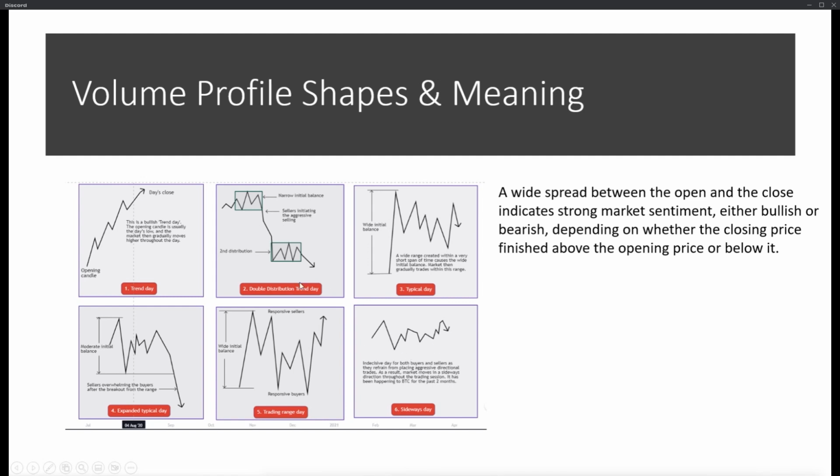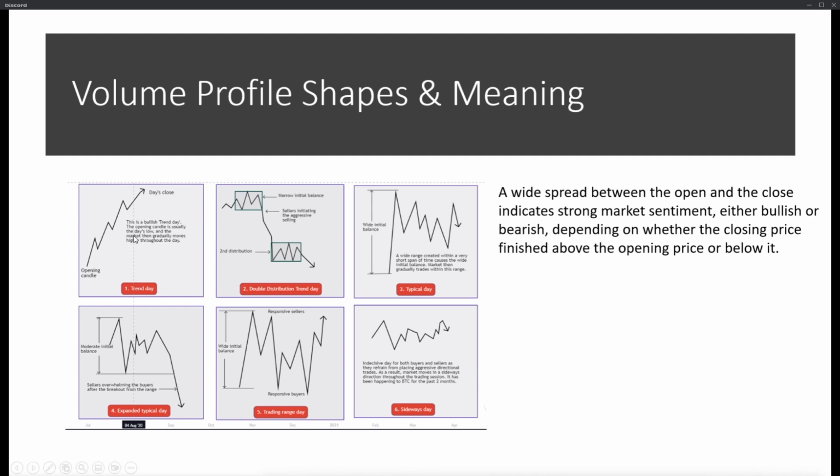Or from that, you could derive a double distribution day, where you have a value area or a high volume node on the top. Then you break that into a skinny belly and find a new value area. And from this area, you can go back up or continue down, but it would be a double distribution trend day that you would have.